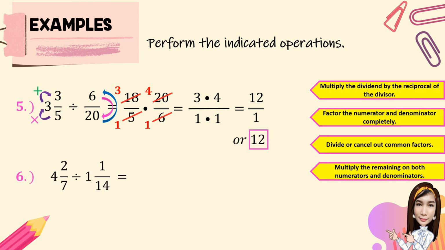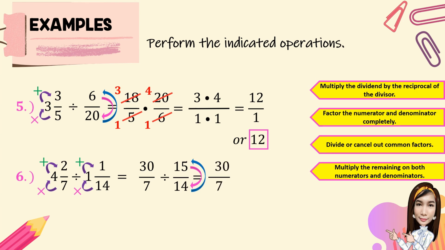For number 6, we have the given 4 and 2 over 7 divided by 1 and 1 over 14. So first, we're going to change the mixed number into improper fraction. So simply multiply 7 times 4 is equal to 28 plus 2 is equal to 30 over 7. Then we're going to multiply 14 times 1, we have 14 plus 1, that is 15 over 14. Then we're going to multiply the dividend by the reciprocal of the divisor. So first, we're going to copy 30 over 7, then change the division to multiplication. Then get the reciprocal of 15 over 14, that is 14 over 15.